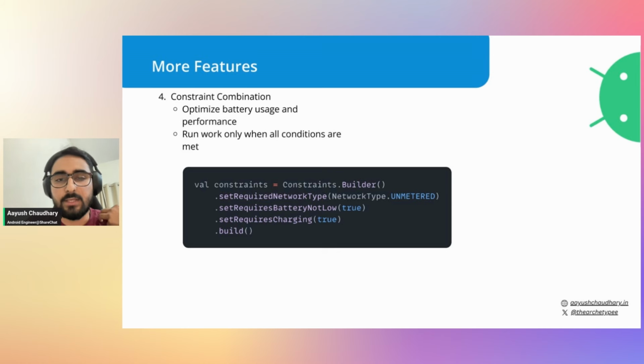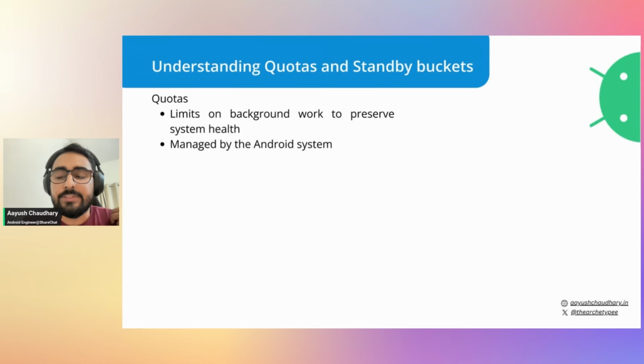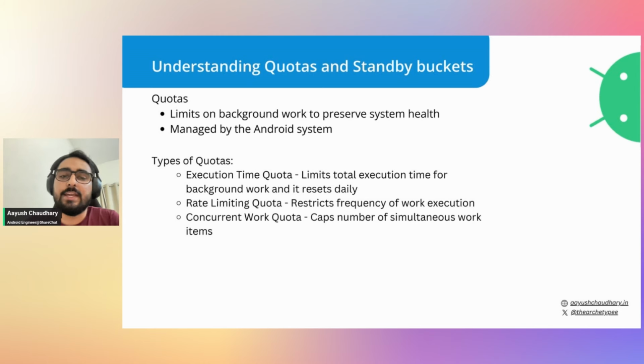Now let's understand quotas, which is an important concept if you are using WorkManager, because it limits background work to preserve system health, and it is managed by the Android system. We have three types of quotas. Execution time quota limits the time for background work and it resets daily. Suppose your app has a quota of 6 hours to run work, and you are running two workers, one for 1 hour and one for 5 hours. You cannot run a third worker till your quota is reset.